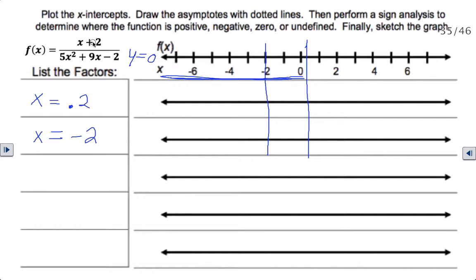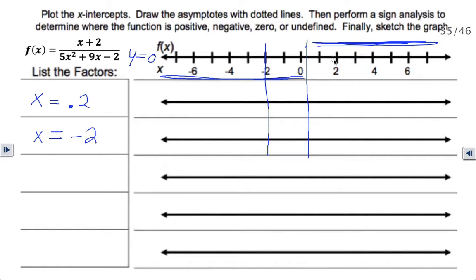So I have a 1 plus 2 gives me 3. And I have a 1 here, so 5 times 1 is 5 plus 9, because 9 times 1 is just 9. So 5 plus 9 gives me 14, and a minus 2 gives me a 12. So it's a positive 12. And this is a 3 over 12, so it is going to be positive. So in this section, I am going to be above the horizontal asymptote as well.